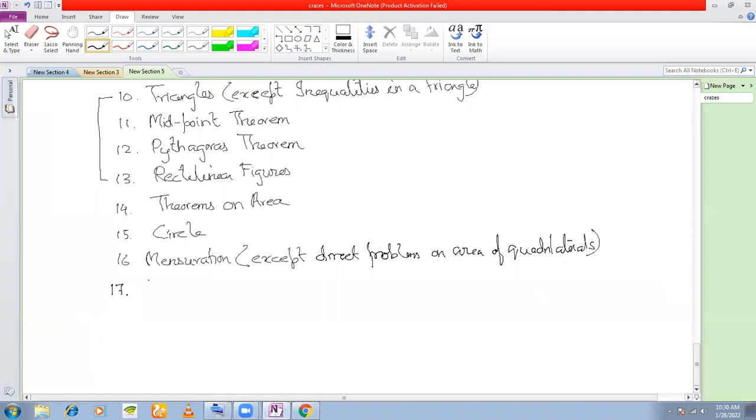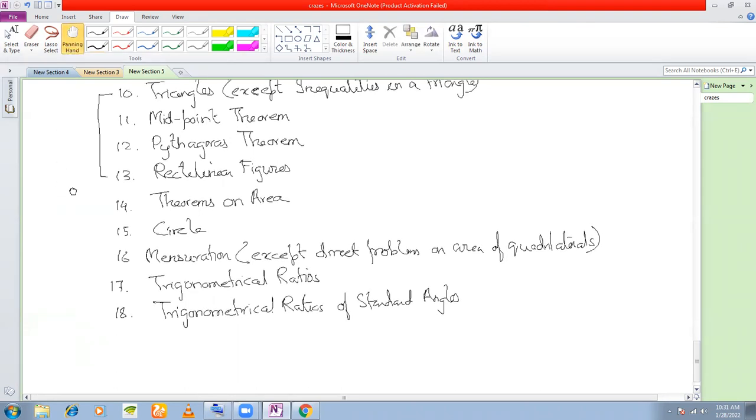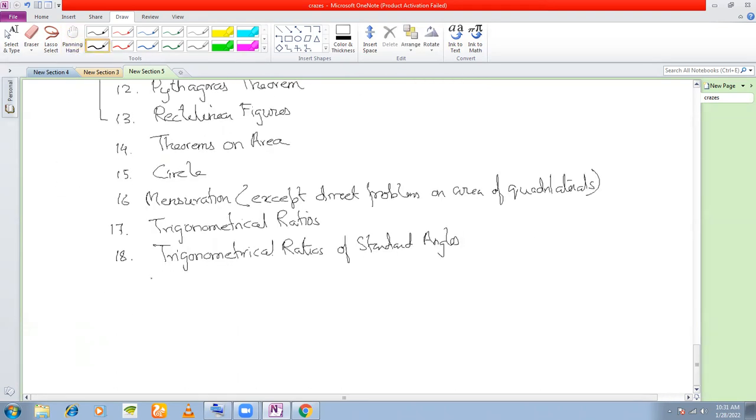Next is trigonometrical ratios, entire chapter. Easy chapter. Whatever problems in the note is there, go through them. That will be sufficient. Next is trigonometrical ratios of standard angles. Whatever sums I have sent you in the note, go through those. The table of standard angles: sine 30 is equal to half, cos 60 is equal to half, and cos 30 is equal to root 3 by 2. Learn up the table very well.